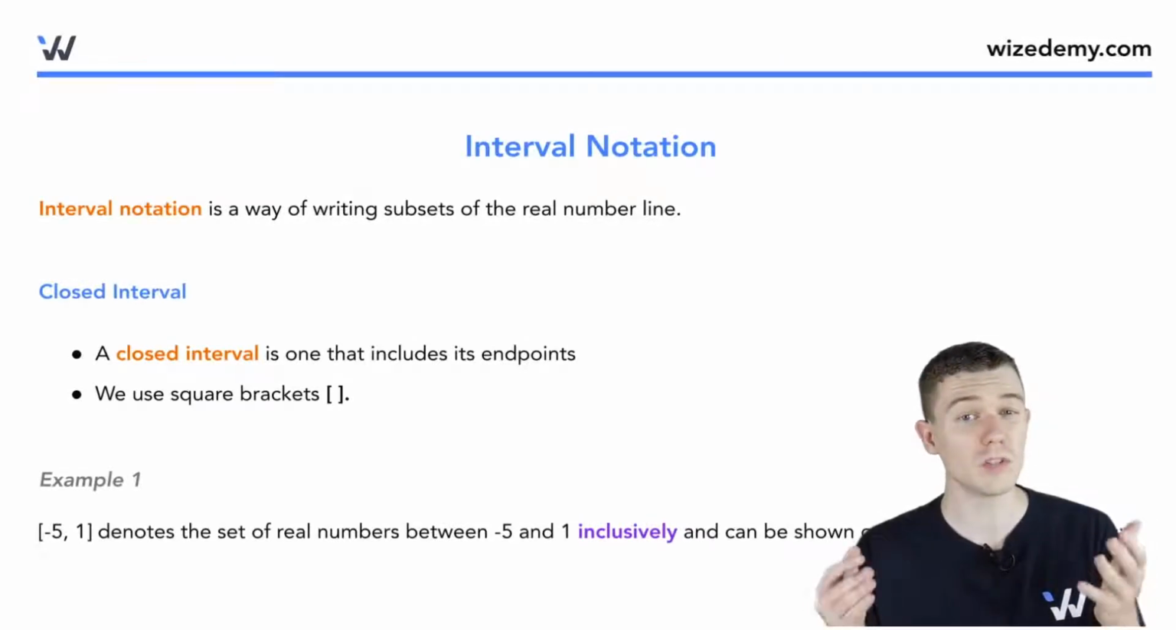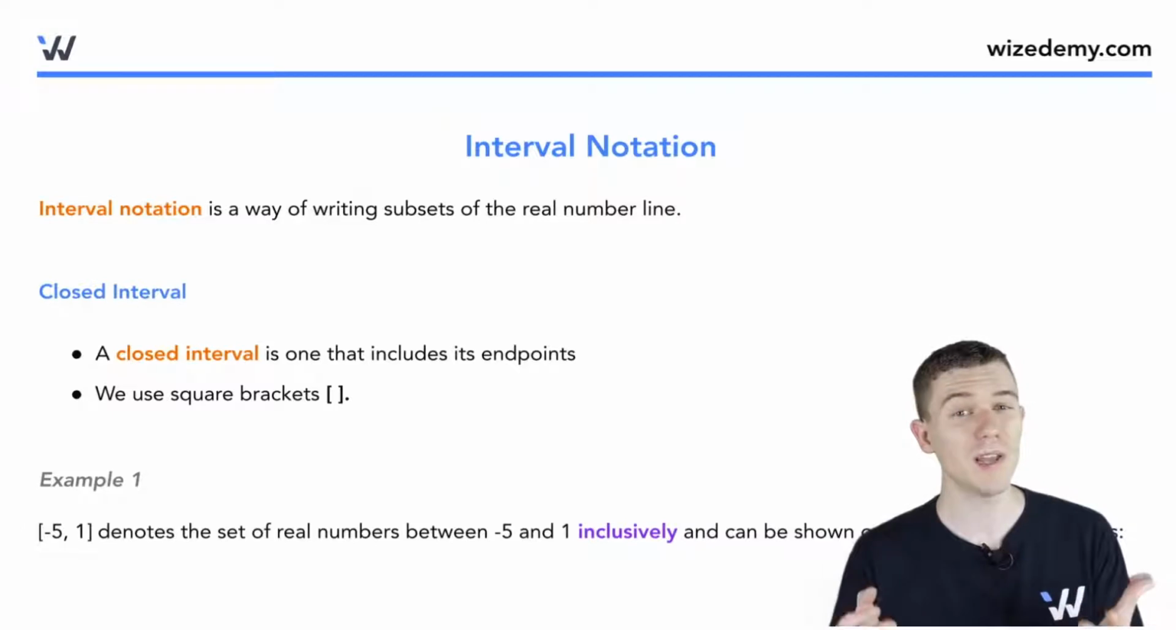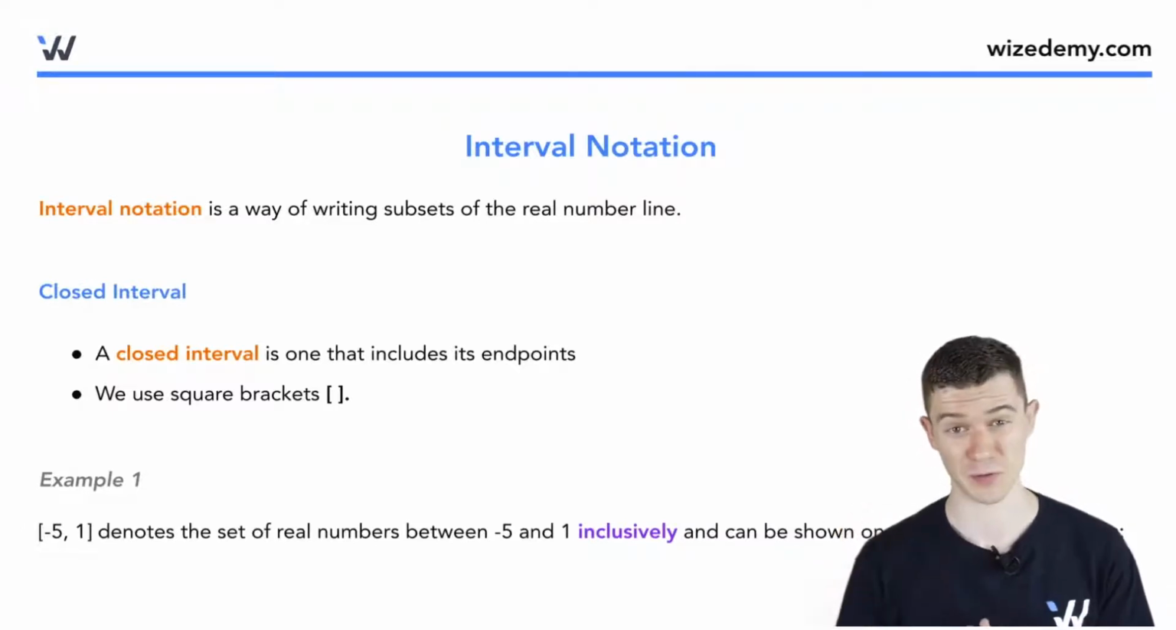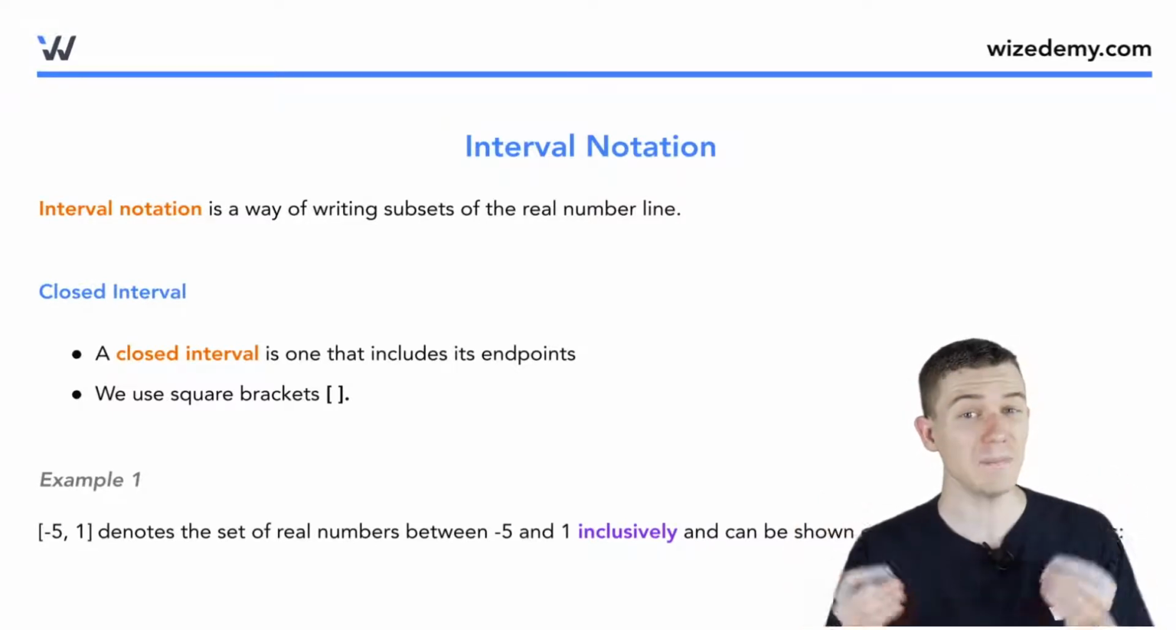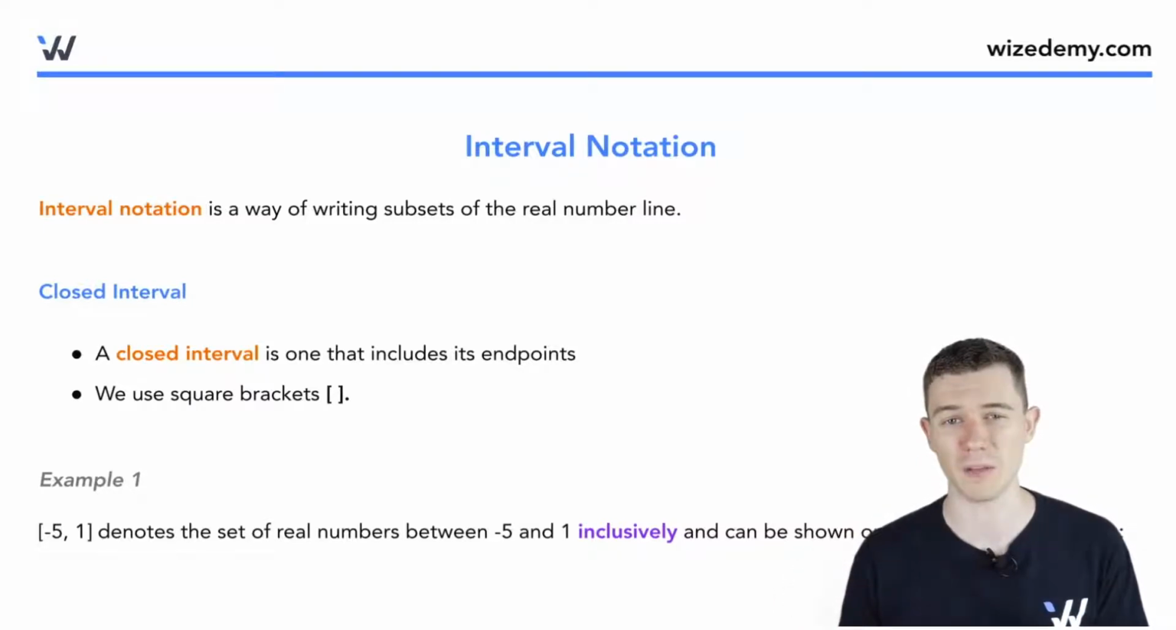Often in math, we don't just want to write one number, we want to write a range of numbers. The way we can do that is using interval notation. We write the endpoints of those intervals and maybe some parentheses or brackets around them.